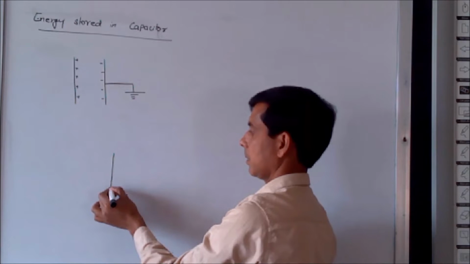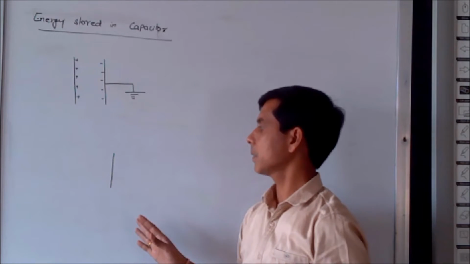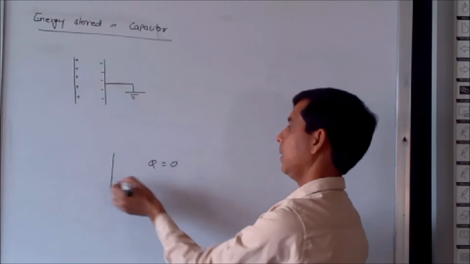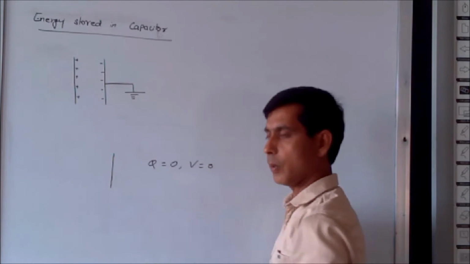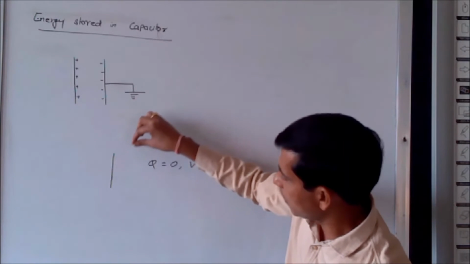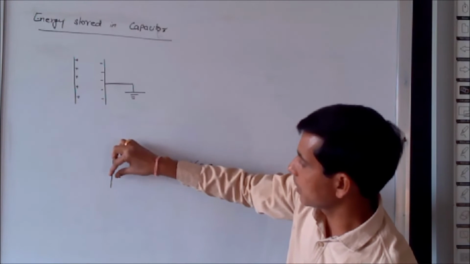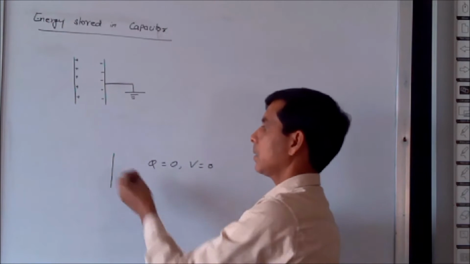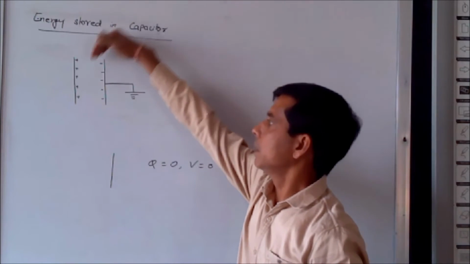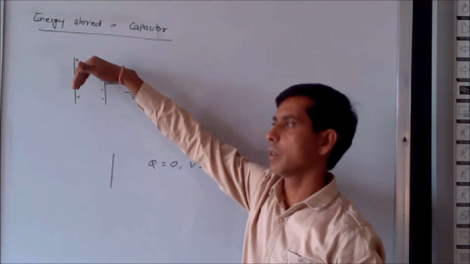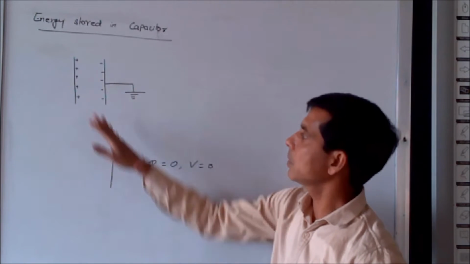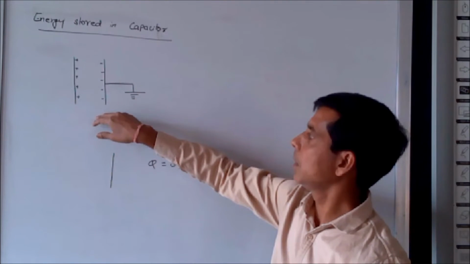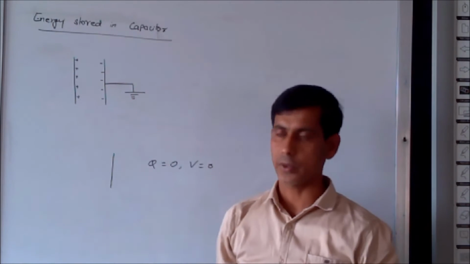Suppose we have a conductor. At the initial condition, there is no charge. No charge means Q equal to 0, then its potential will be 0. But when charge is given to the capacitor, its potential gradually increases. Due to this potential, when we give the next amount of charge, some work has to be done. This work is stored as potential energy inside the capacitor. It is called energy stored in capacitor.